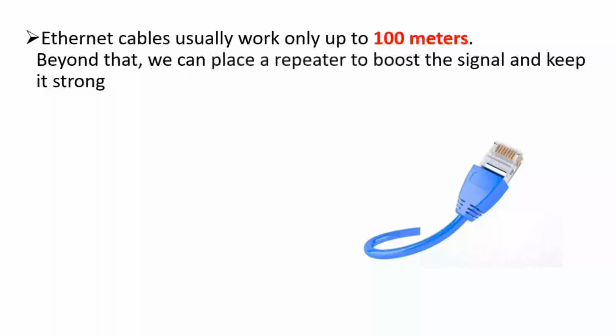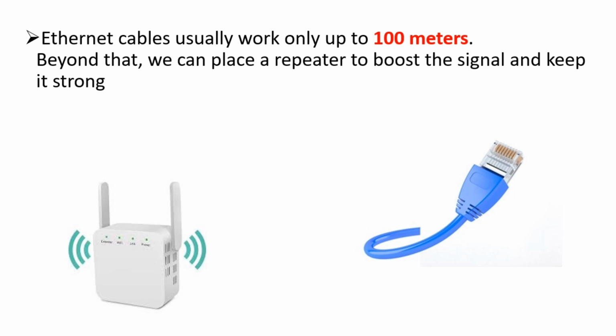Repeaters are helpful when a network signal needs to travel longer than the allowed distance. For example, Ethernet cables usually work only up to 100 meters. Beyond that, we can place a repeater to boost the signal and keep it strong. Repeaters are also used in wireless networks, like Wi-Fi repeaters or extenders, to improve coverage in large buildings or homes. They're best used in small or simple networks without much traffic.